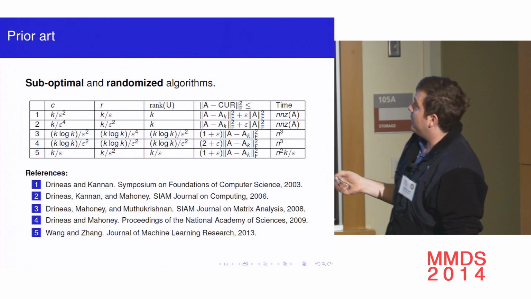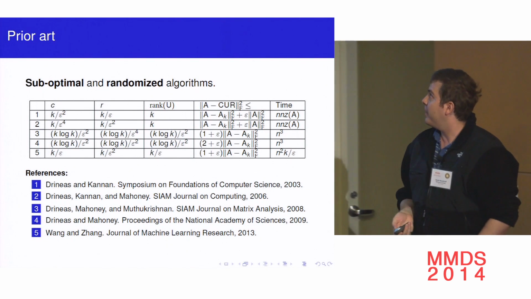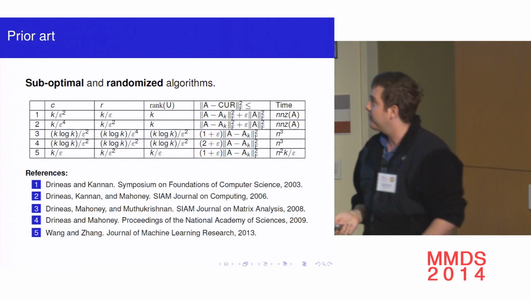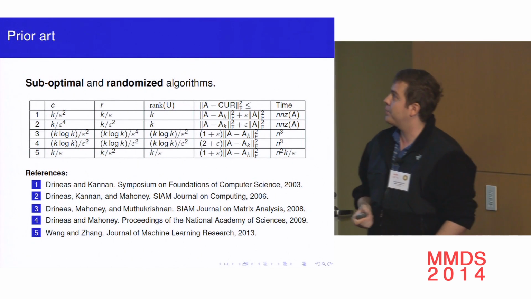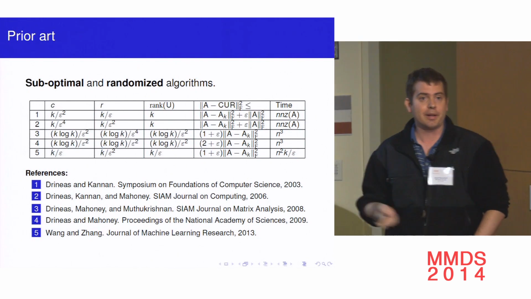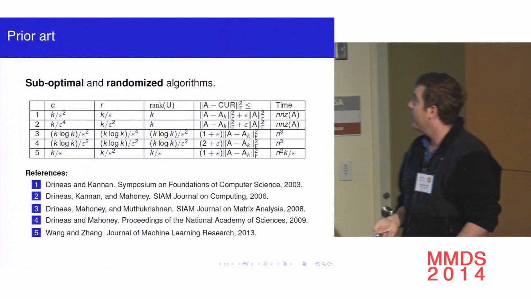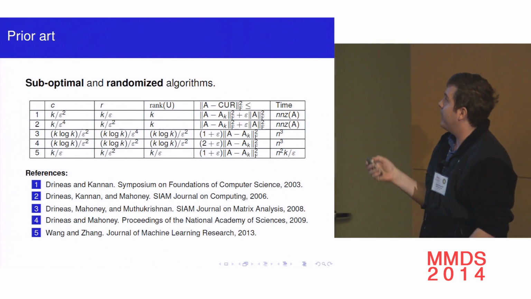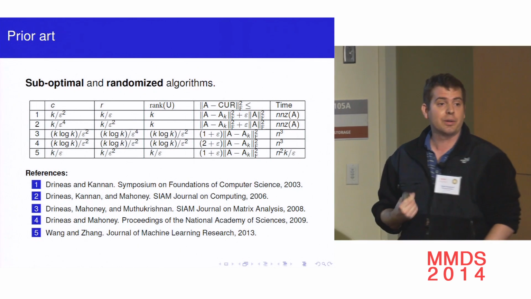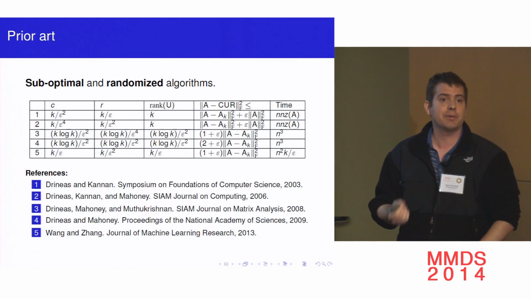Then in work by Drineas, Mahoney, and Muthukrishnan, they were the first to get relative error, 1 plus epsilon approximation, with k log k over epsilon squared columns, k log k over epsilon to the 4th rows, and a little bit higher rank, k log k over epsilon squared. The running time is also a little bit higher than earlier works, n cubed, as opposed to nnz of A, which denotes the number of non-zero entries of your matrix A.